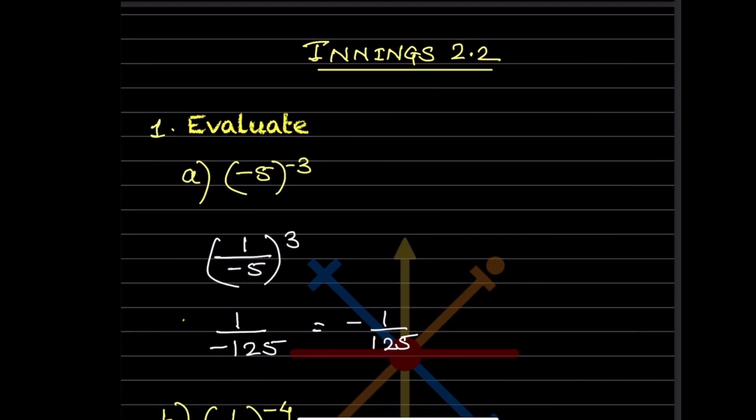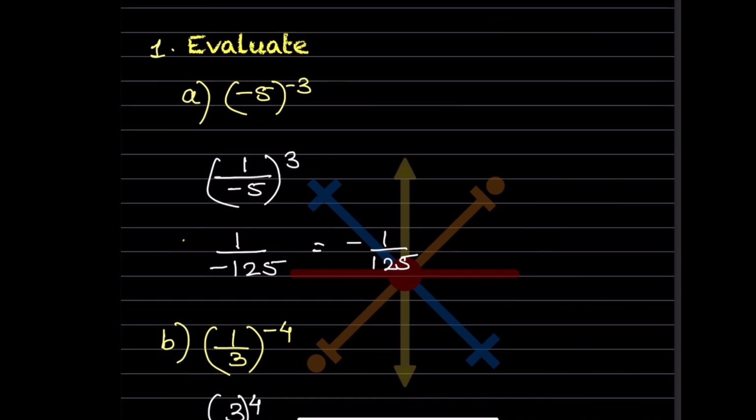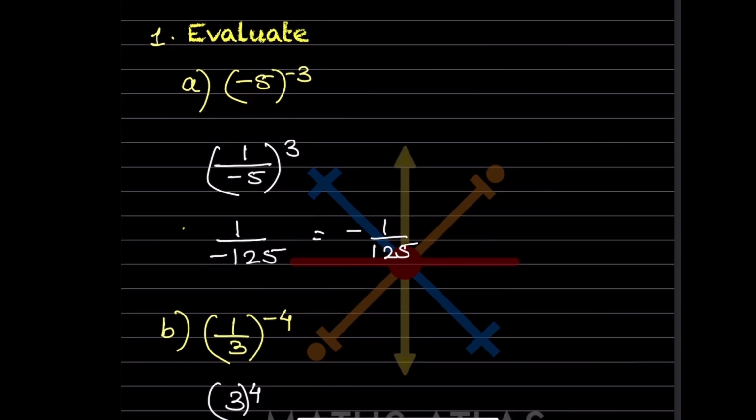So here we have to evaluate (-5)^-3. Whenever there is a negative exponent, we have to make it positive first. The negative sign doesn't matter, we keep it as it is, only the exponent should become positive. So this is going to be the reciprocal, 1 by (-5) raised to 3.